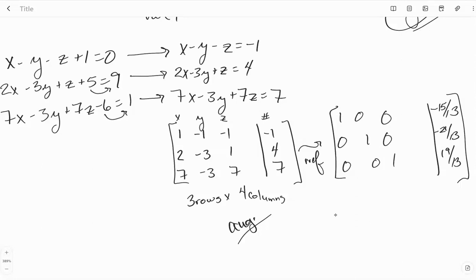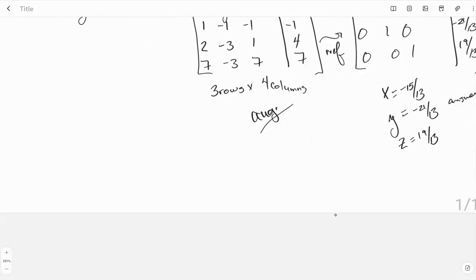So this says x plus 0y plus 0z, which is x, is equal to -15 over 13. This line would say 0x plus y plus 0z is equal to -21 over 13. And this would say 0x plus 0y plus z is equal to 19 over 13. So I've got augmented matrix. This is my solution matrix. And this is my answer. Let's do one more with a missing variable.